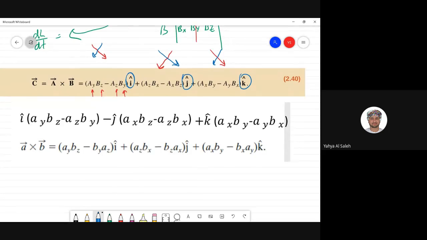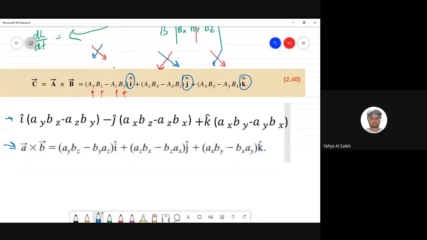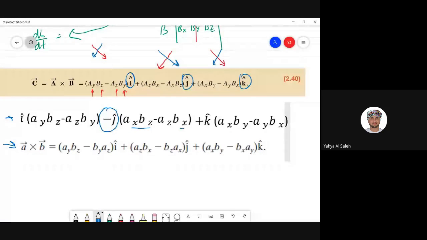Okay, so here is when we did it in the lecture. These two white lines are from the lectures. So we did what we said was we get minus j because i cross k is minus j, AXBZ minus AZBX, which is the same order. 1 minus 2, 1 minus 2, 1 minus 2. Not going in opposite directions.